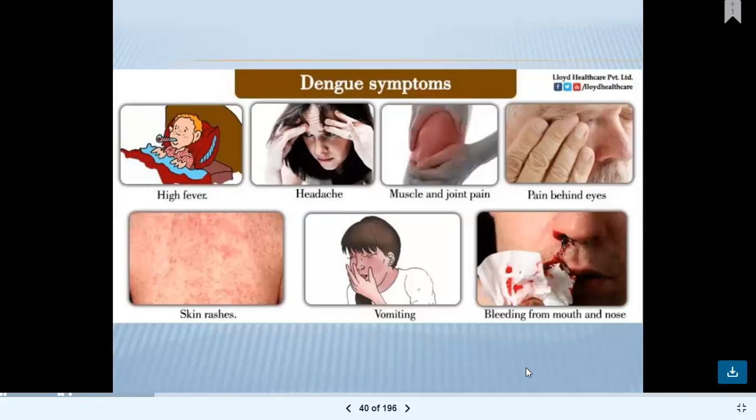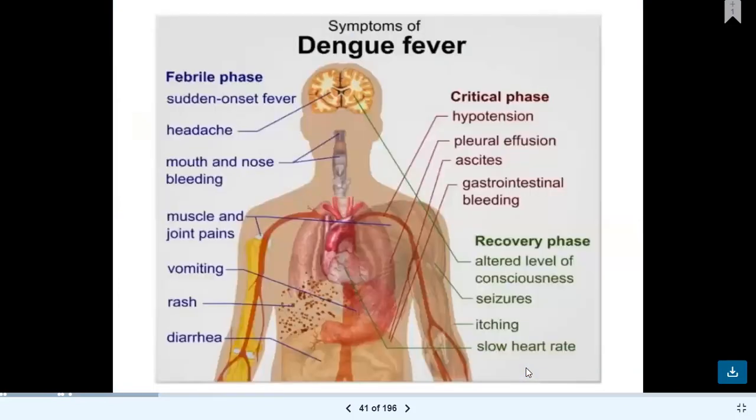This picture shows all the symptoms. As you can see in the picture, there is high fever, headache, muscular and joint pain, pain behind the eyes, skin rashes, vomiting, and bleeding from the mouth and nose. These are some of the symptoms that distinguish dengue from other fevers.